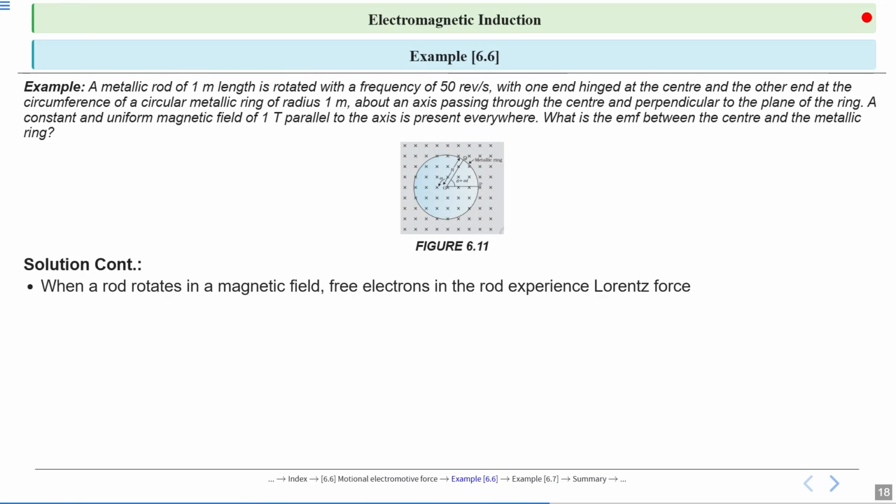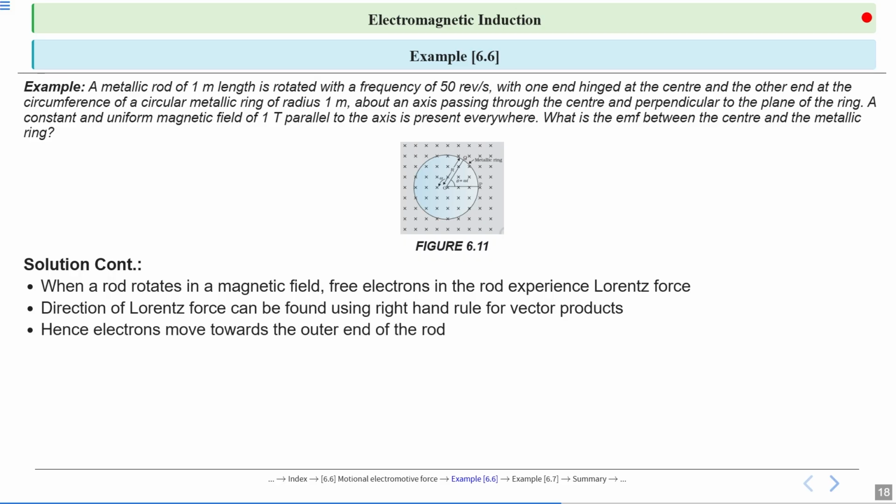When a rod rotates in a magnetic field, free electrons in the rod experience Lorentz force. The direction of Lorentz force can be found using the right hand rule for vector products. Okay, so when the rod is rotating in the magnetic field, it is having some motion. Due to its velocity, the free electrons present in the rod, so it is specified that it is a metallic rod, so the free charges here are electrons. Electrons will experience Lorentz force due to the motion of the metallic rod, along with which the free electrons will also be in motion.